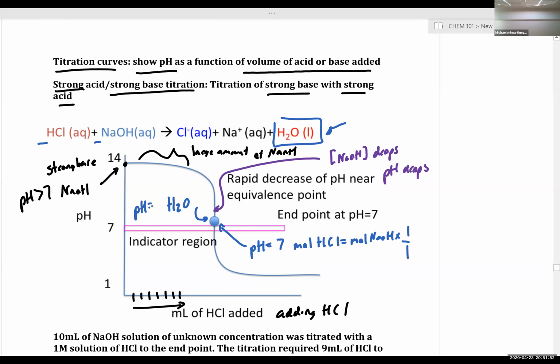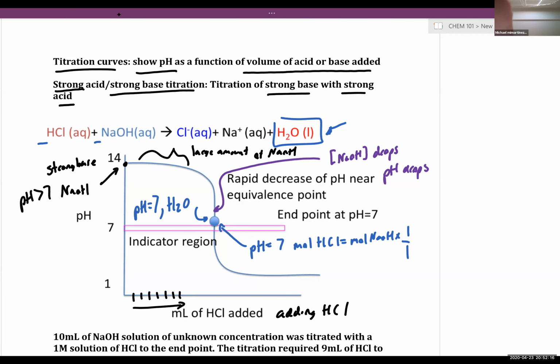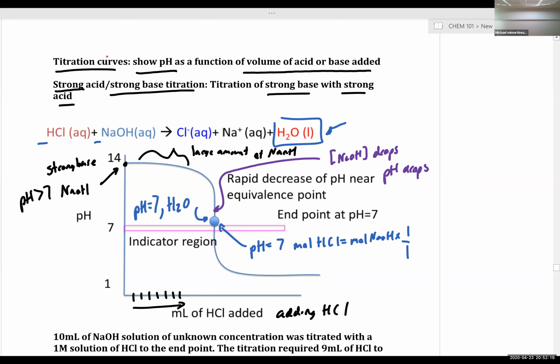And water has a pH of what? Why is our end point at pH 7? Water has a pH of 7. Does that make sense to everyone? If we react to make water, we'll make a pH 7 solution. Okay. And now, past the equivalence point, if we keep adding HCl, we now have a solution of HCl.